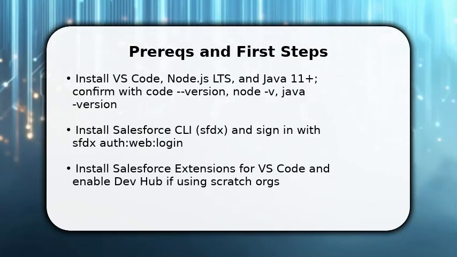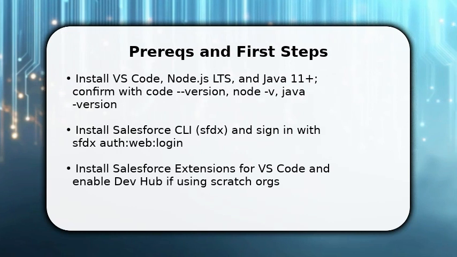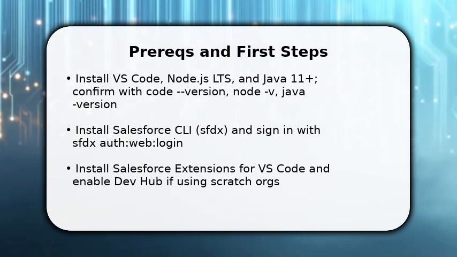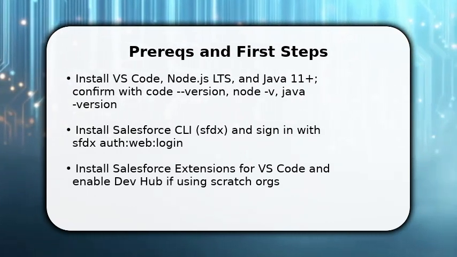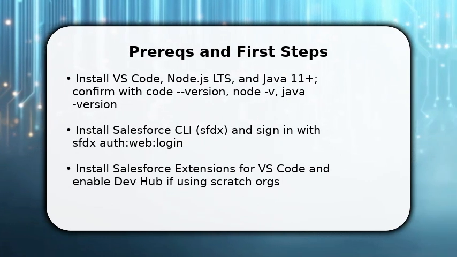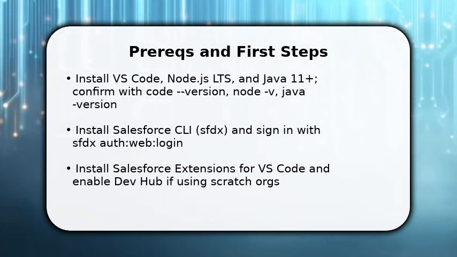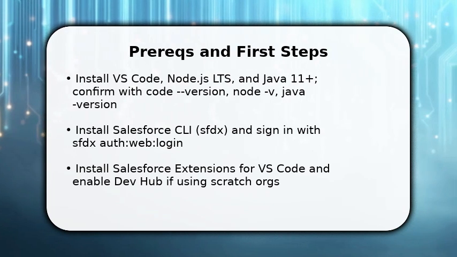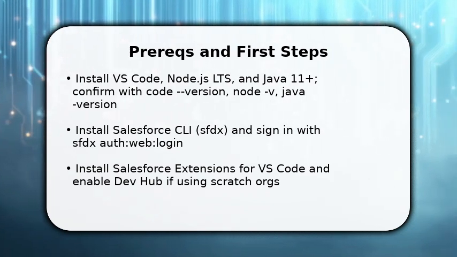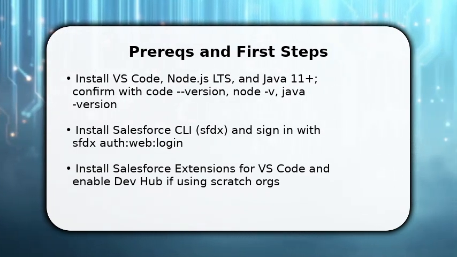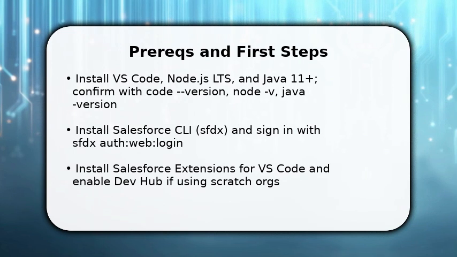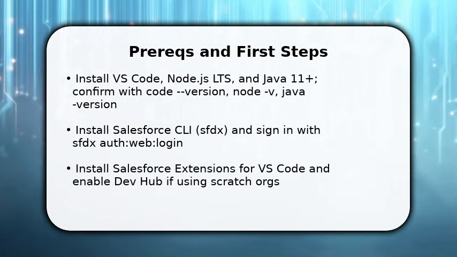You start by verifying prerequisites and taking action now. Install VS Code, Node.js LTS, Java 11 plus, and Salesforce CLI. Once installed, open a terminal and run sfdx --version to confirm the CLI works, then authenticate with sfdx auth:web:login to connect your DevHub or production org.